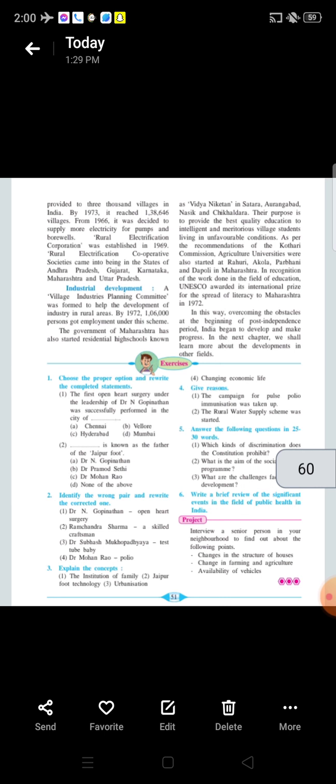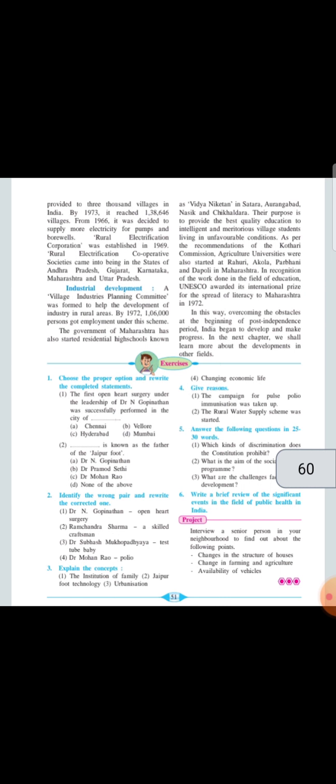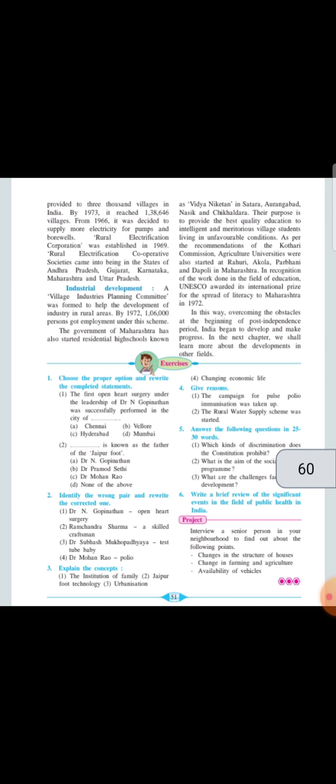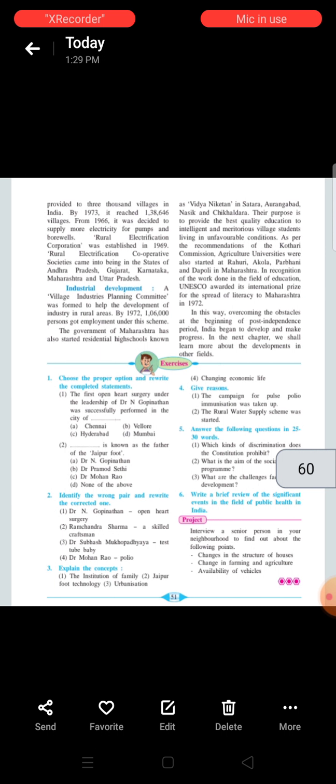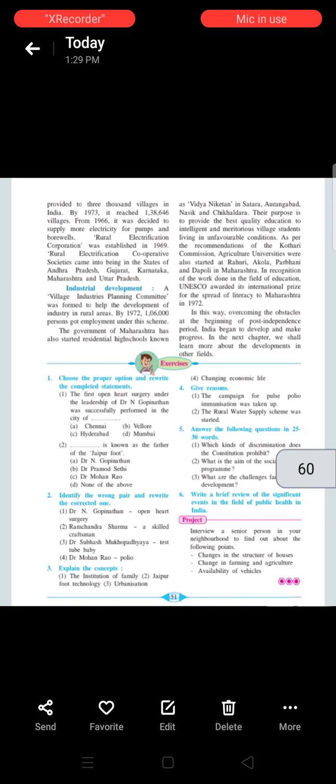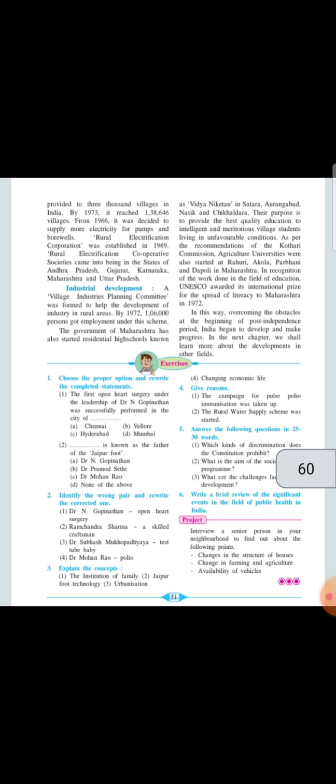Okay, children, now in the last we have studied this chapter. It says that in this way, overcoming the obstacles at the beginning of the post-independence period, India has begun to develop and make progress. In the next chapter, we shall learn more about developments in other fields. Okay, children, I hope every one of you has understood what the teacher has explained to you in this chapter.